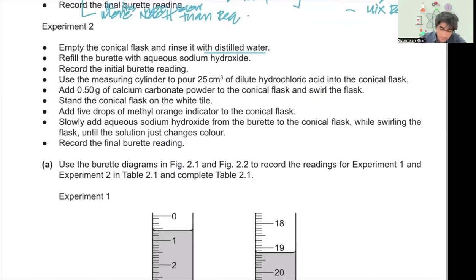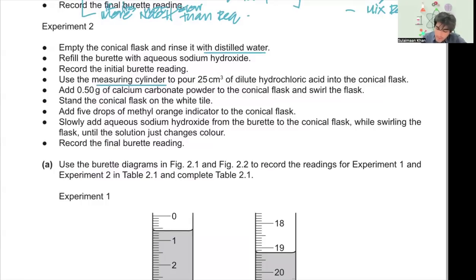Refill the burette with aqueous sodium hydroxide, record the initial reading, and then he's going to perform the next step. Now, use the measuring cylinder, again, inaccuracy, it's better to use a pipette because it's more accurate, of diluted acid into a conical flask, add 0.50 grams of calcium carbonate powder to the conical flask. That's why I chose this question, because it's one of the difficult questions.